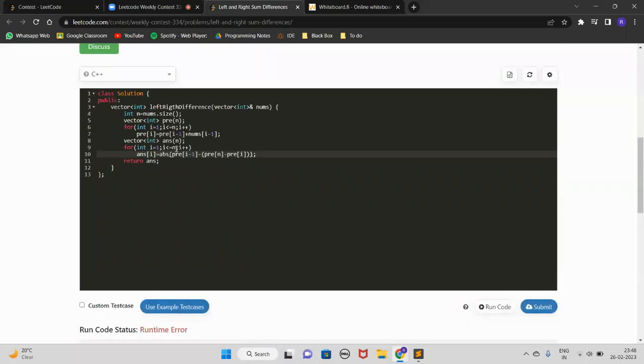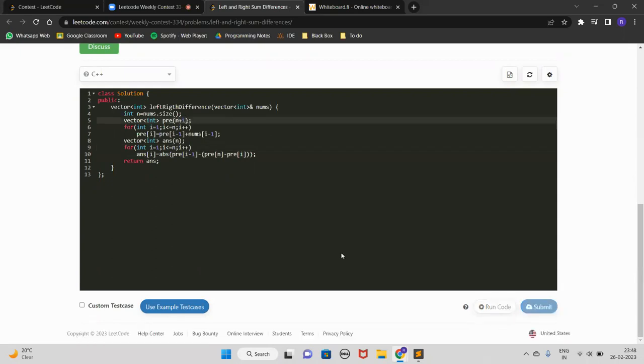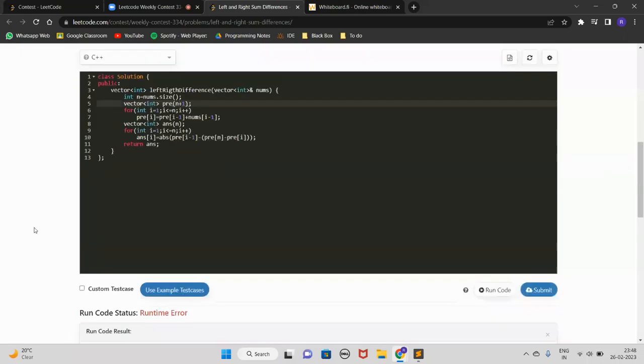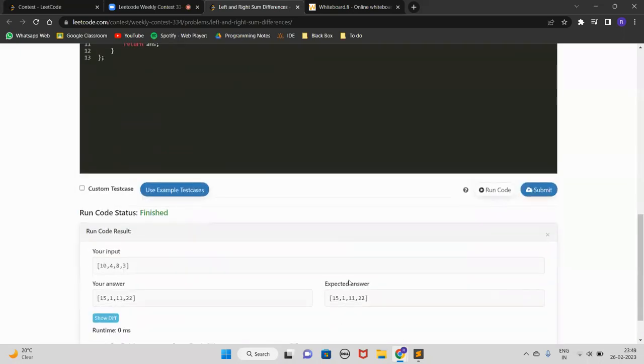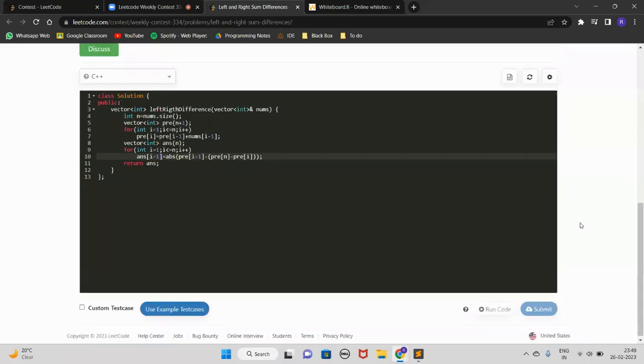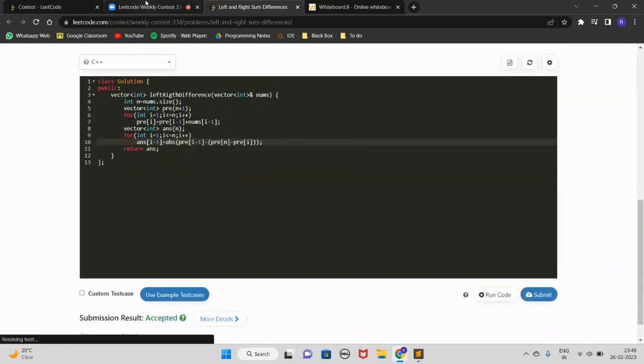Okay, pre of n plus 1. Over here it should be n plus 1. Answer of I minus 1 should also be there. Okay, so this is the implementation that I was talking about.